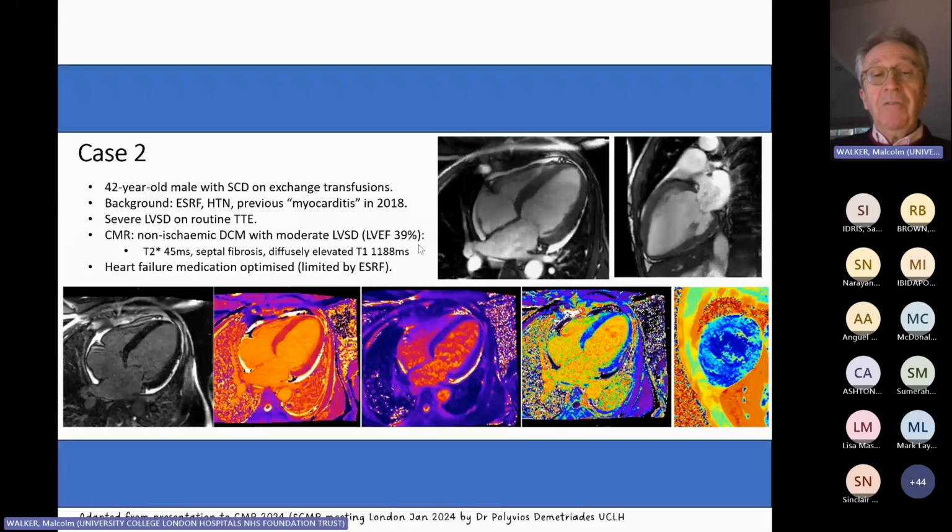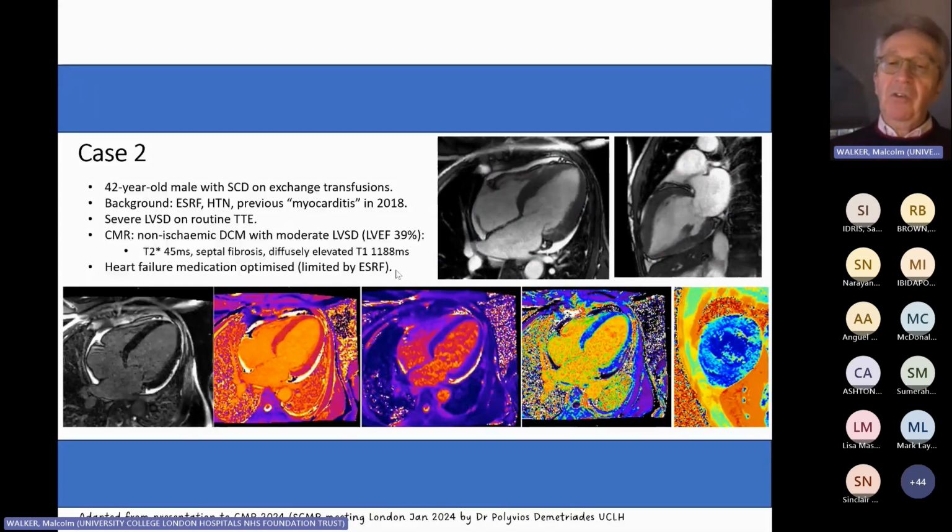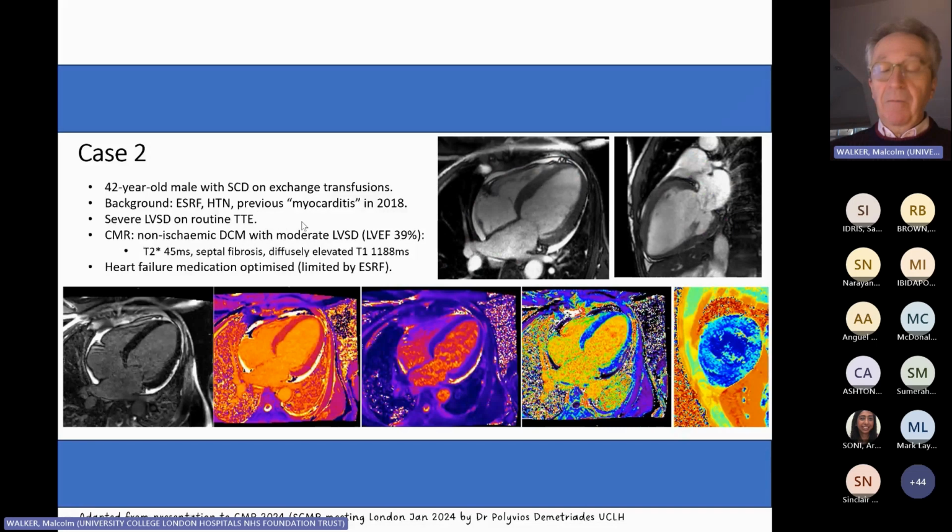He was difficult to manage because by this stage he's got end-stage renal failure, and it's quite difficult to introduce angiotensin receptor antagonist drugs, the ACE inhibitors, the spironolactones, because we're limited by his renal failure. So a difficult management problem. And this, I think, will point out, as I'll do in the summary, this combination of a non-ischemic dilated cardiomyopathy with end-stage renal failure. Very, very difficult management problem.